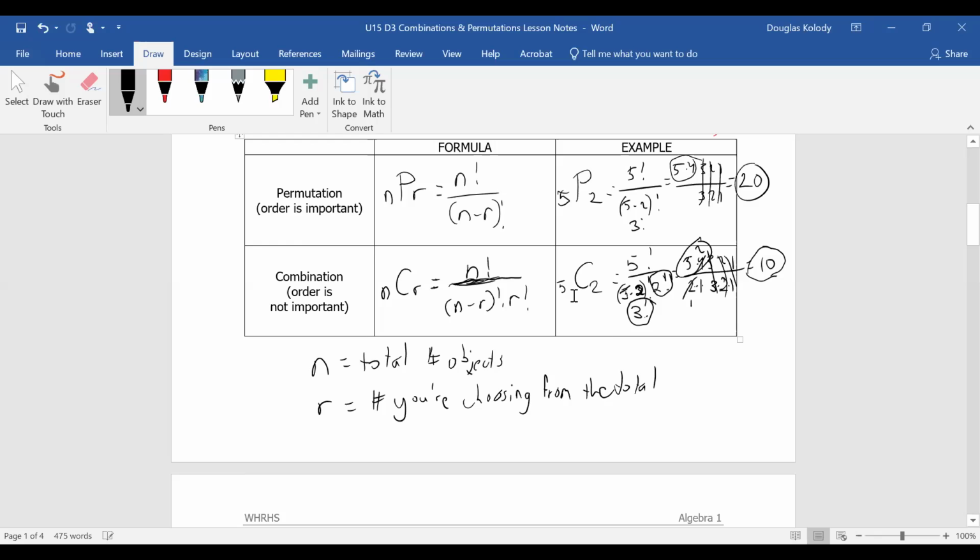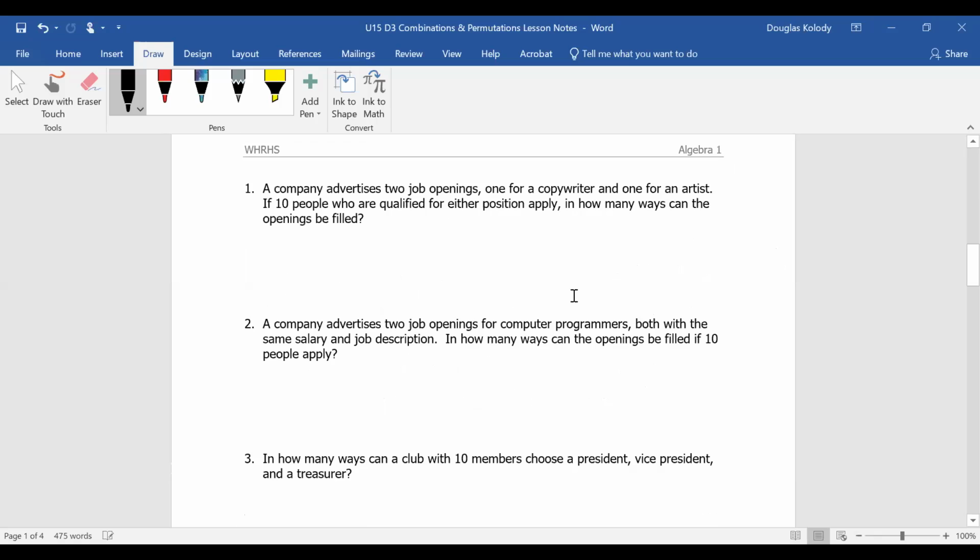Fundamental difference. Mr. Colodi, will the number of permutations always be double the number of combinations? No, it will not always be like this. That's just what it was in this particular example. Great question, though. All right, so here we go. For all of these examples, I'll be absolutely honest, you just need to decide whether order is important or order is not important.